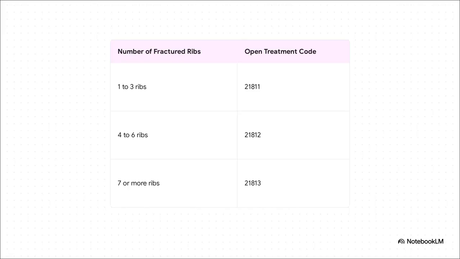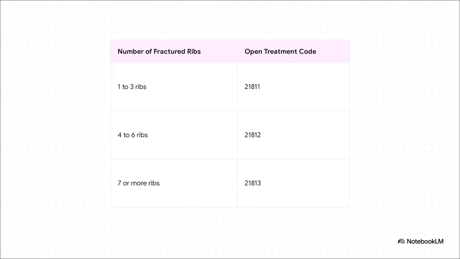When you are coding the open treatment of these rib fractures, the CPT book bundles them beautifully based on pure math. You literally just need to count the number of ribs the surgeon plated. If they opened the chest and fixed 1 to 3 ribs, you report code 21811. If the trauma was a bit worse and they had to fix 4 to 6 ribs, you escalate to code 21812. And for massive reconstructions involving 7 or more ribs, you report code 21813. Just count the ribs in the operative report and you've got your code.